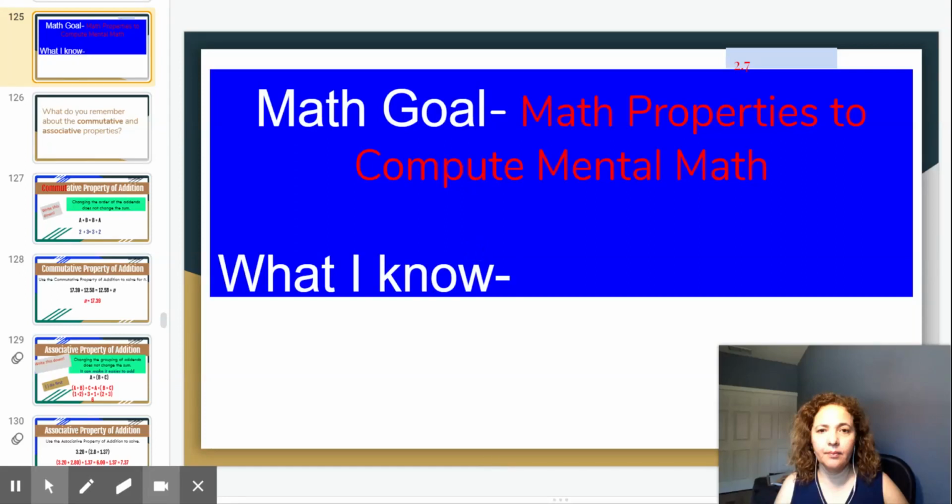All right, so today's math goal, please write it down in your math notebook, is the math properties to compute mental math. So write down anything you remember about some of the math properties. And if you don't remember anything about the math properties, just simply write down that you don't remember anything.